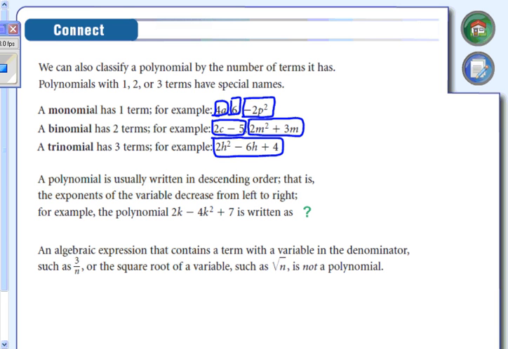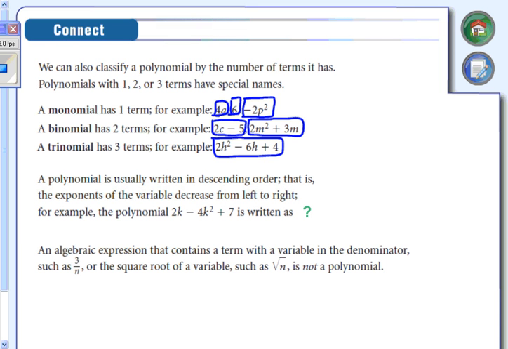So 2h squared minus 6h plus 4 is a trinomial. Now anything beyond that, usually students ask, what happens if there's 4? Anything beyond that, we usually just say it's still a polynomial. We don't name them beyond that.